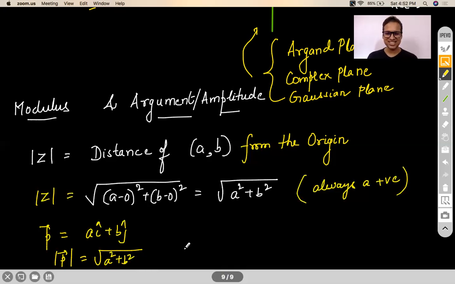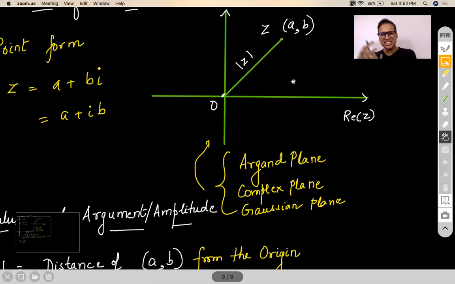Why is it written like this? Now, can you answer the question? You're asking how the mod is the distance from the origin. So how is mod of P the square root of A square plus B square? This is how it is defined, because you are finding the distance. It is defined as the distance. Are you getting my point?